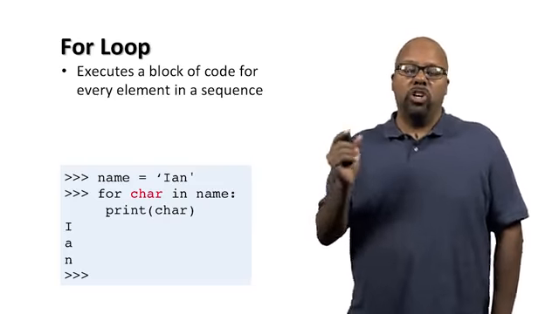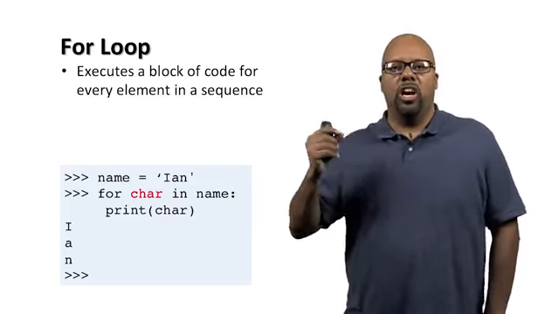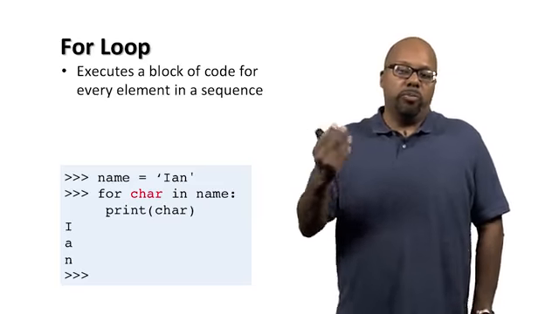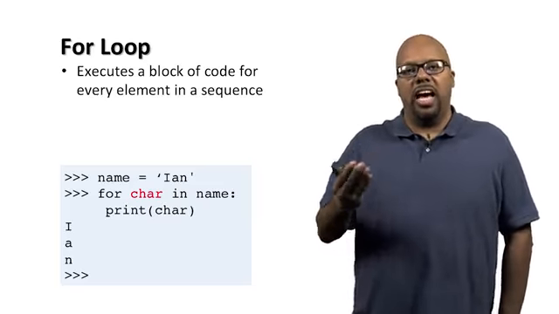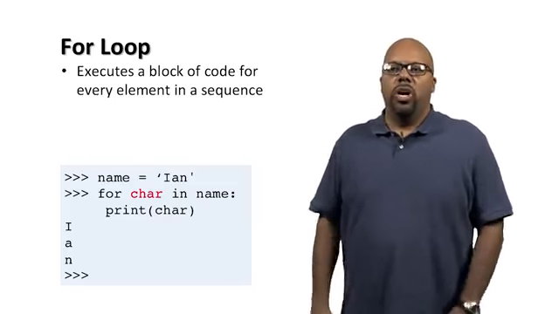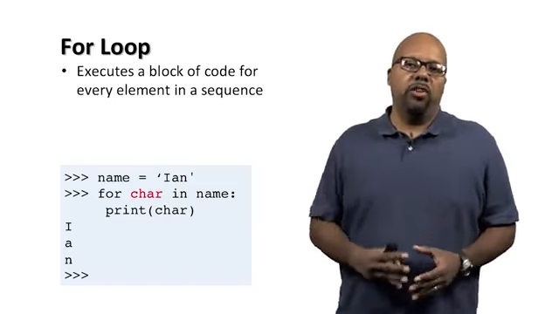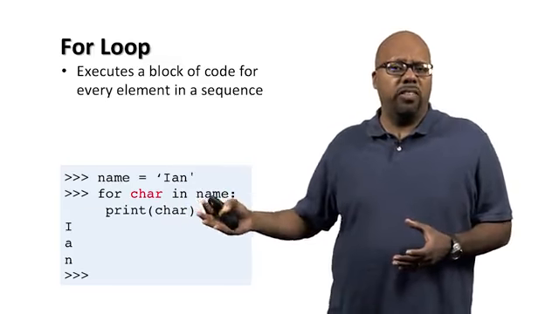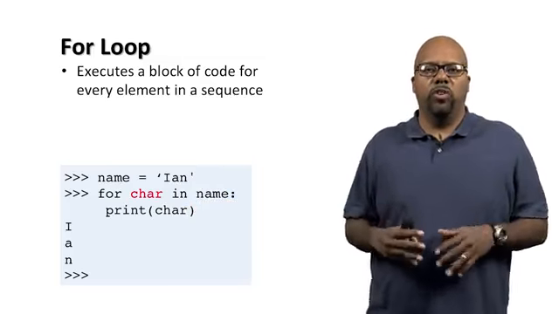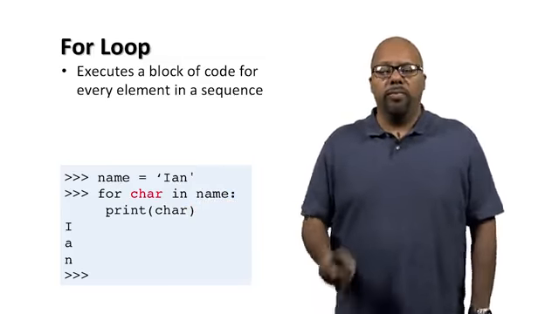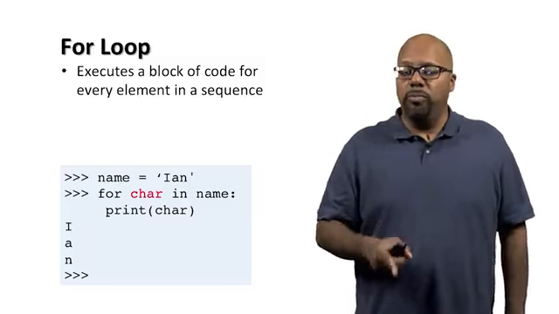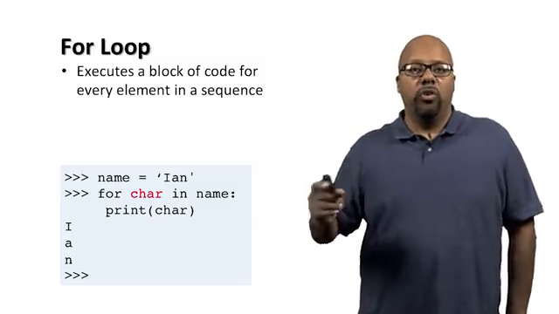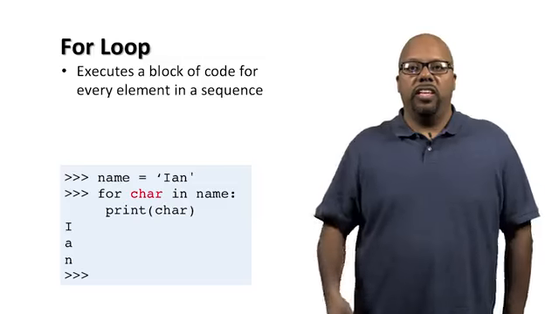The first pass through, car will be I. The next pass through, car will be A. The next pass through, it'll be N. Since it's printing car each time, what you get printed out is I, then A, then N. That's how a for loop works. A for loop iterates through some sequence, which could be a string or a list. There are a few other types of sequences, but strings and lists are the main ones we're going to focus on. Notice that each pass through the loop, it is binding the variable, car in this case, to one element inside the sequence.